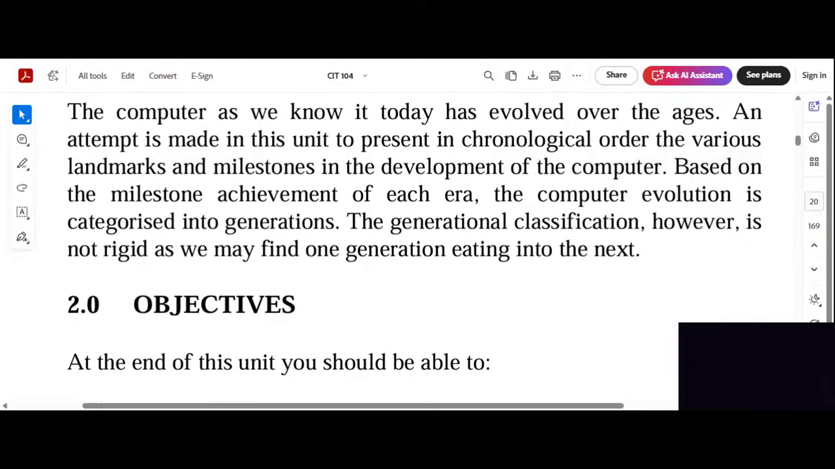The computer evolution is categorized into generations. The generational classification, however, is not rigid, as we may find one generation eating into the next.